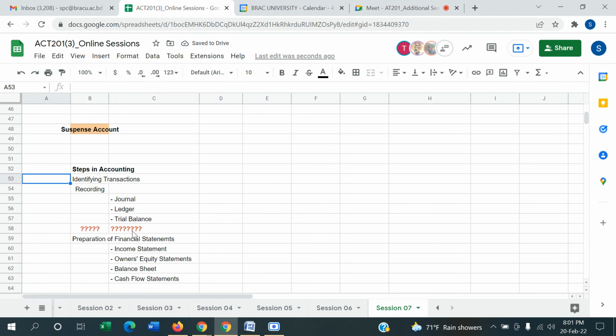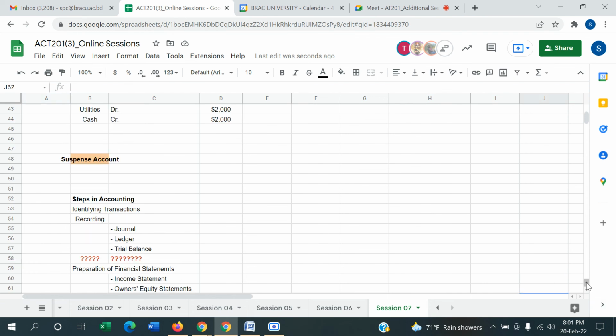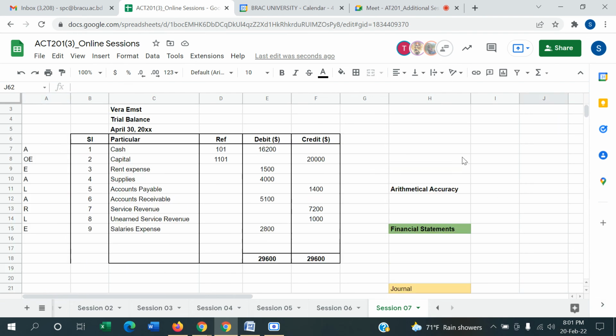So these are the different steps. We'll focus on these steps. Basically, this is the objective of this course: to complete all the steps, and we would be able to prepare a financial statement for any organization. So that's about the trial balance.